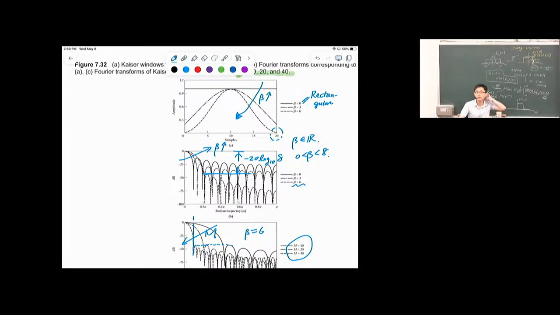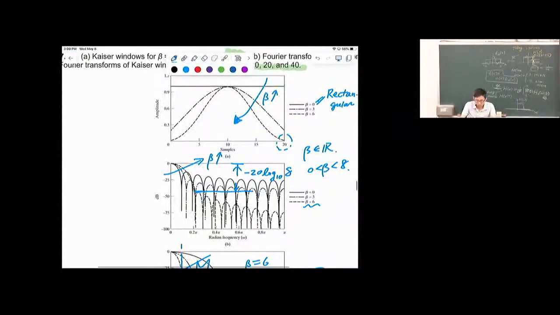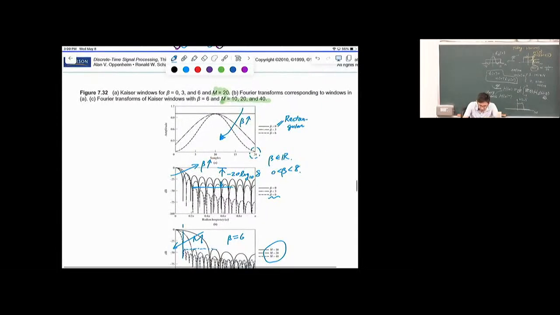Any questions so far regarding how to read the plots? We have increasing beta. Beta is a variable we can tune, and we can trade off. But let me tell you that in the next few minutes I'm just copying some equations from the textbook. So you don't need to write it down because you can find it in your textbook. I'm just going to copy that now. The Kaiser window itself has an expression that involves the Bessel function.